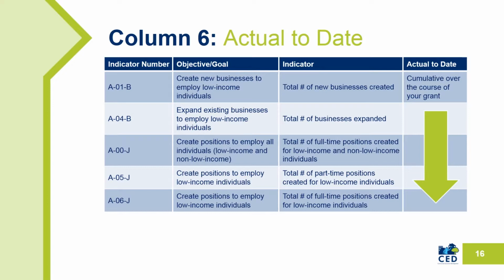Indicator A06 collects information on how many full-time positions have ever been created over the course of your project to date. Be sure to list positions even if they do not exist anymore, so this number will always increase, never go down. Note there is also A00J. This indicator captures all full-time positions created for both low-income and non-low-income individuals. This is the only indicator in the PPR that deals with non-low-income individuals. For the rest, you will be tracking low-income individuals, as that is the objective of your grant.